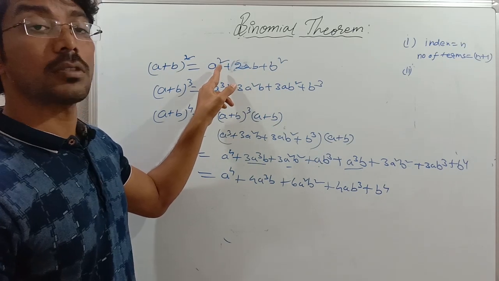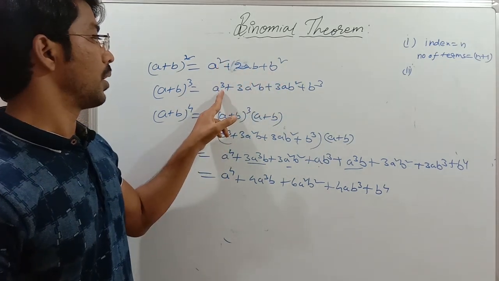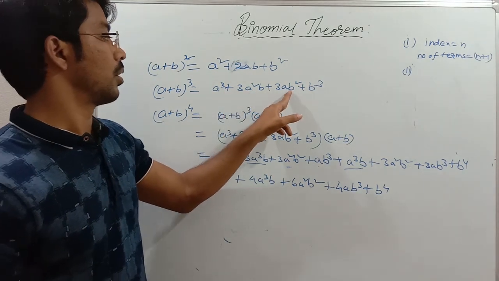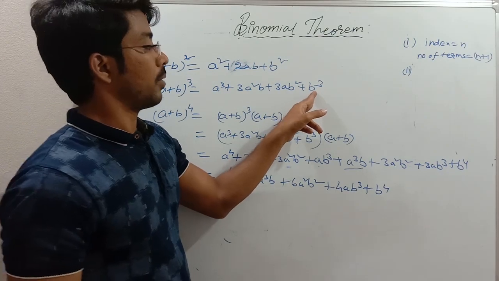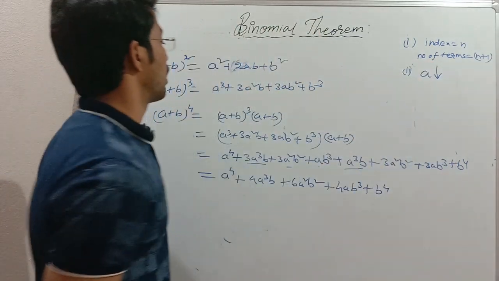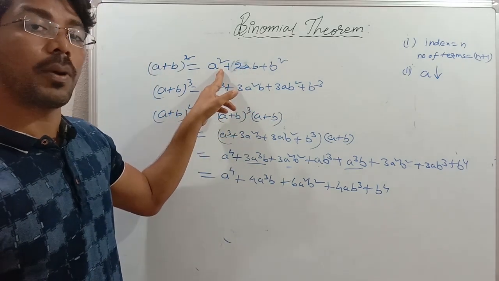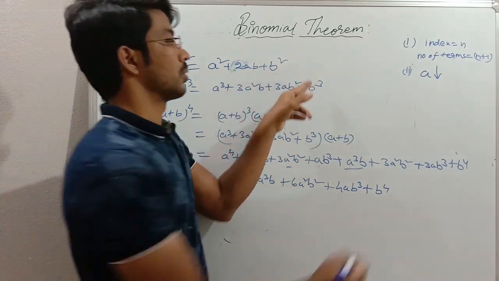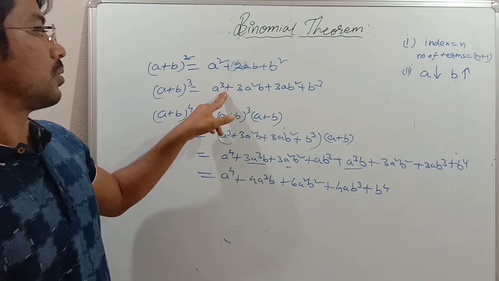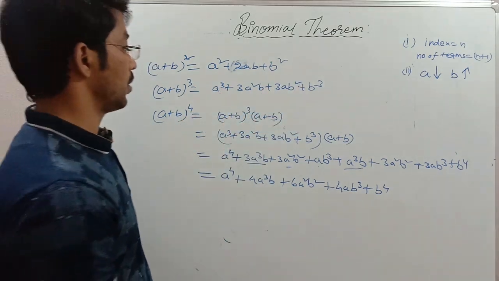So the powers of a are in decreasing order: 2, 1, 0. Here a cube has power 3, a square power 2, here a has power 1, here a has power 0. So the power of a is decreasing. And if you see b similarly, here there is no b, so the power is 0, 1 and 2, so b is increasing. If you see here also, b is 0, 1, 2, 3. So this is the second one.